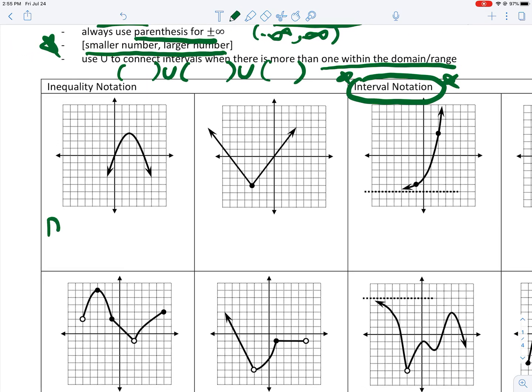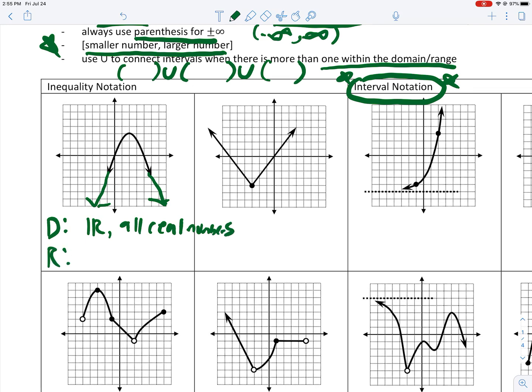So the domain, those are the x values. As you look left to right, what values of x will work? Well, if you go all the way to the left, it keeps going. It goes all the way to the right. So this would be all real numbers. You can write all real numbers, or you can use the symbol, right? Either one of those would work.